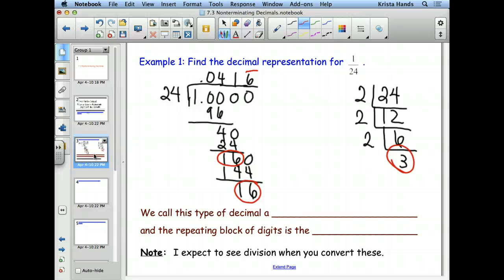You could also double check with your calculator to see that what you're anticipating really is justified. So the decimal representation is a decimal point, a 0, 4, 1, 6, and be very careful that the repeating bar is only over the 6. It's really easy for it to start looking a little too long. So it's just the 6 in this case. We call this kind of decimal a repeating decimal, and the repeating block of digits, in this case just the 6, is called the repetend.